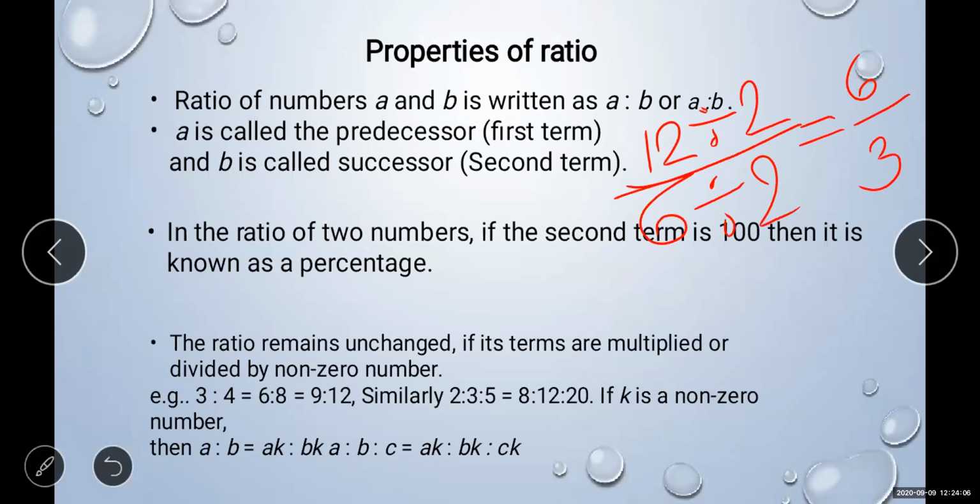In the last point, A as to B is equal to AK as to BK, and A as to B as to C is equal to AK as to BK as to CK. If we multiply the numerator and denominator with the same number K, it remains unchanged. That K is a non-zero number.